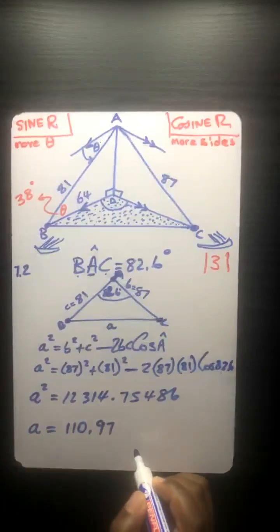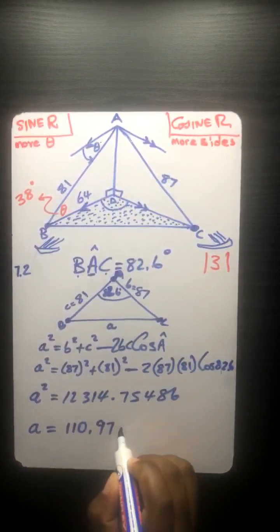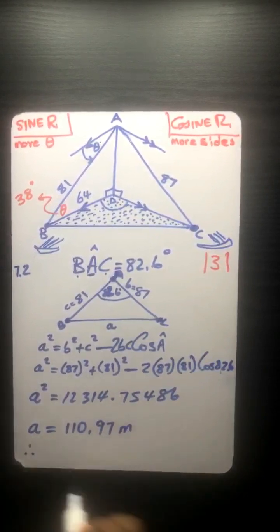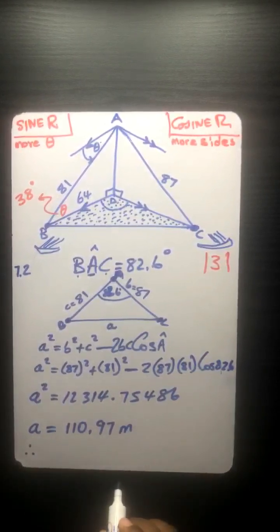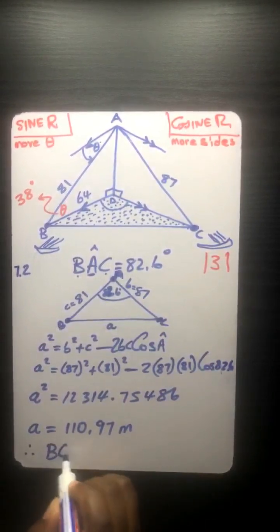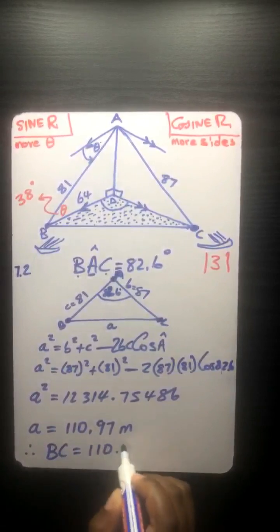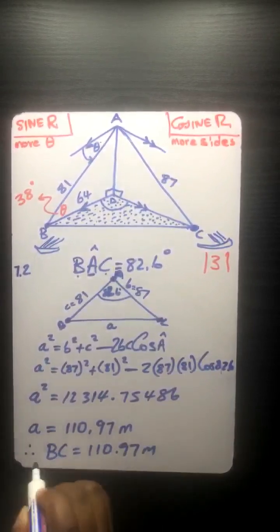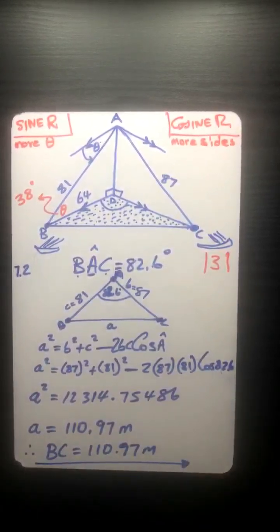110.97. Do we know the units? I think we do. They said it's meters. So that means you're going to say meters. You can therefore say what you wanted me to calculate, which is the distance of BC. It's equal to 110.97 meters. Also this one, did it make sense to everyone, honorable members?